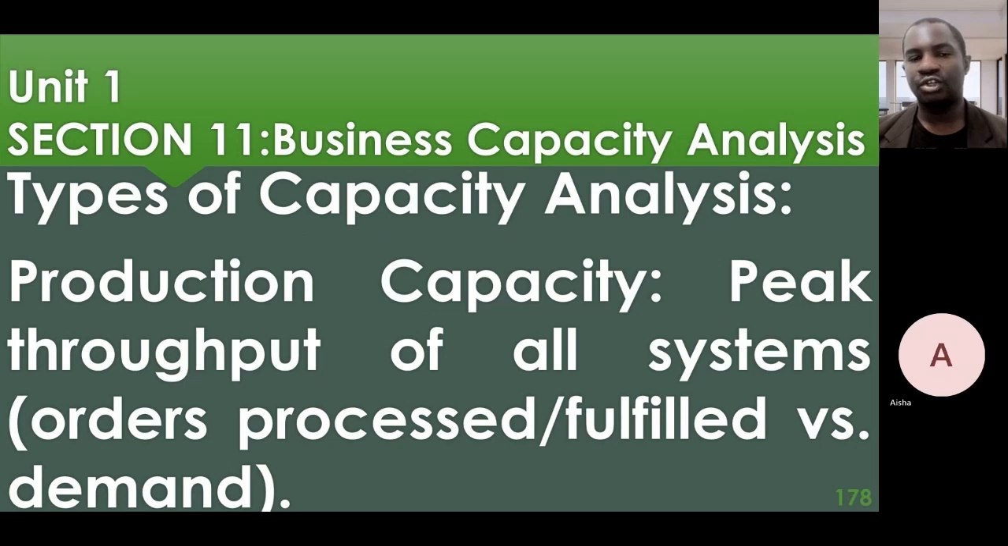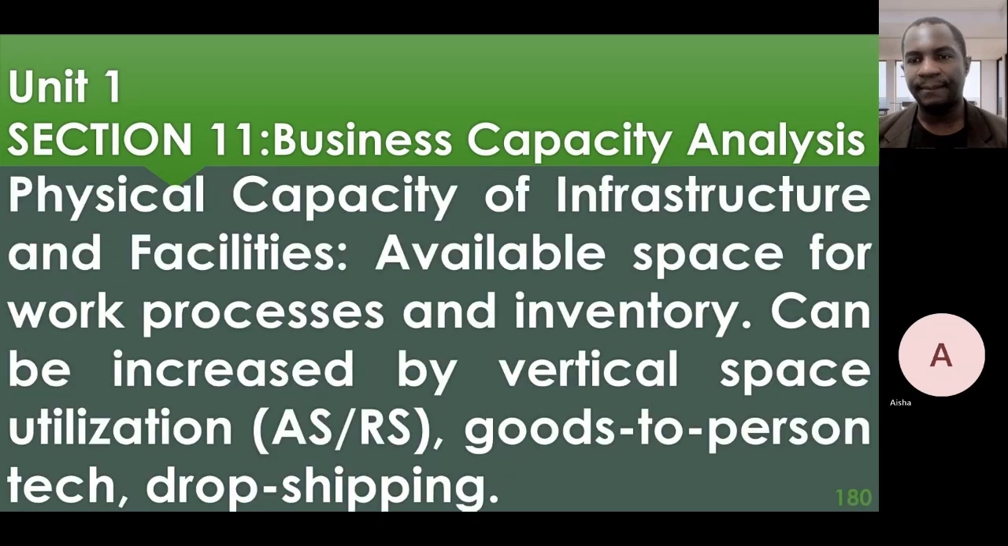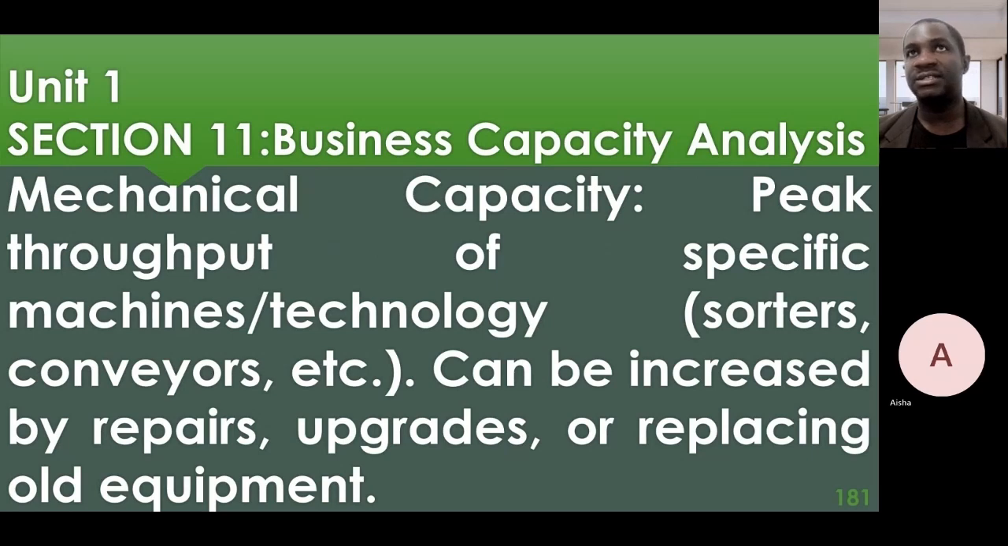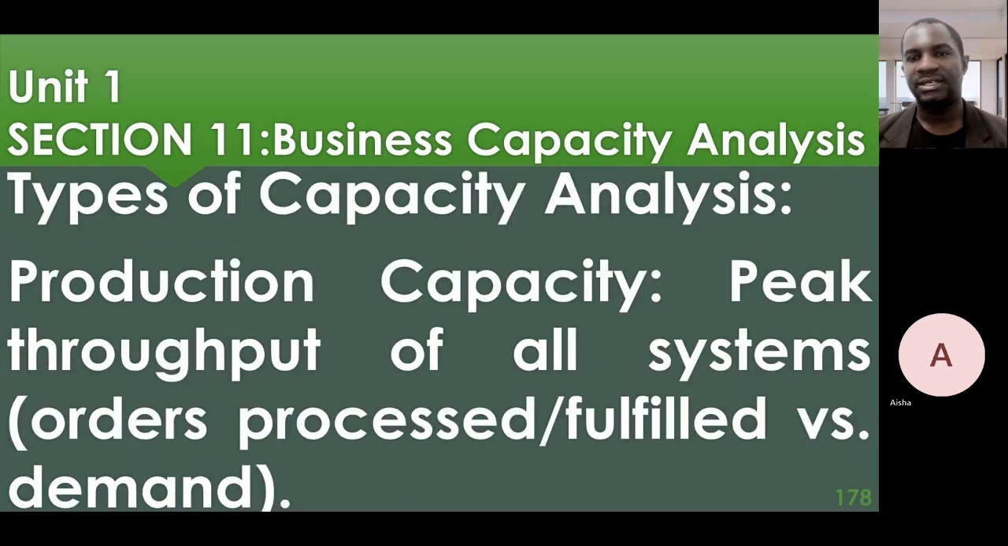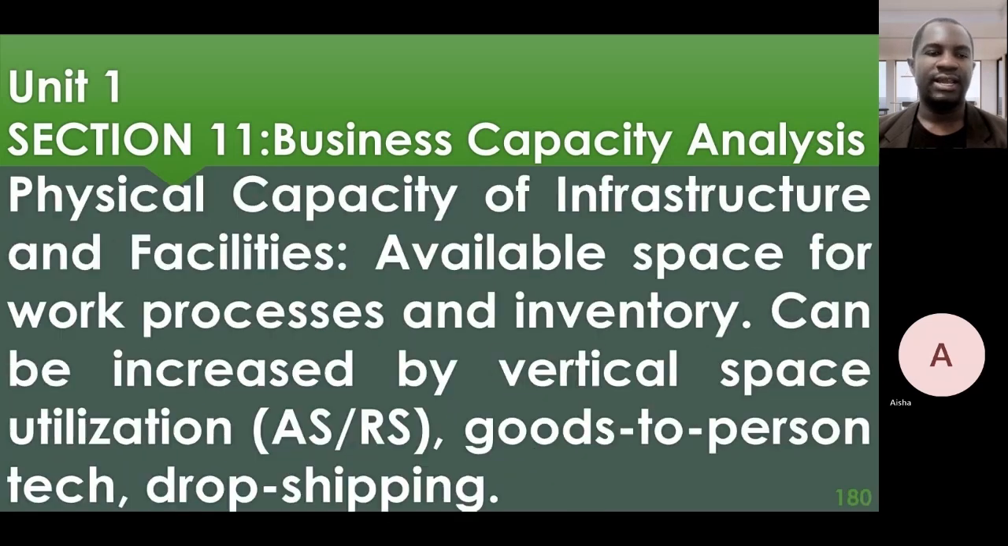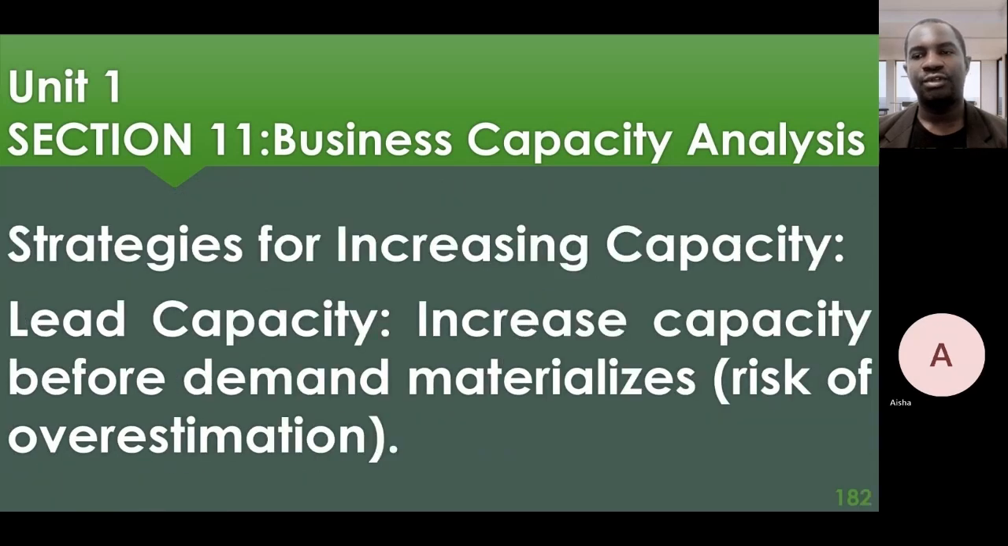Take note of it: production capacity, physical capacity of the infrastructure and facility, and mechanical capacity. So production, physical capacity of the facility, and mechanical capacity are the types of capacity you could analyze to enhance and improve your business.